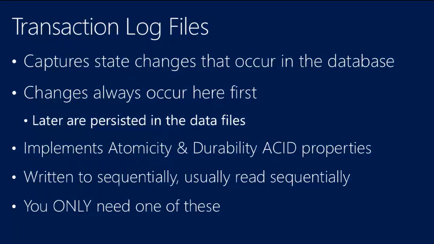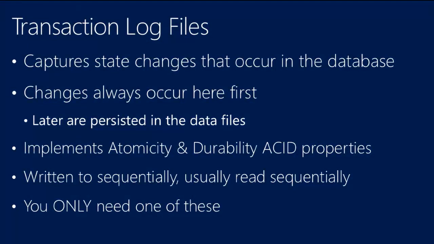Does anyone want to guess what the 4 total properties of a transaction are, for bonus points? Any hands? No one ever raises their hands, right? It's okay. So the 2 properties that the transaction log file implements are atomicity and durability. The other 2 properties are isolation and consistency.